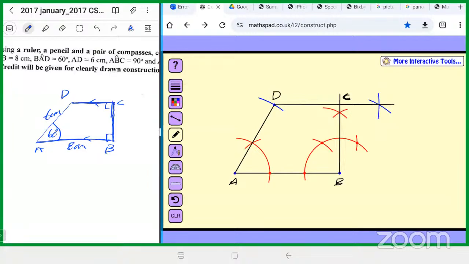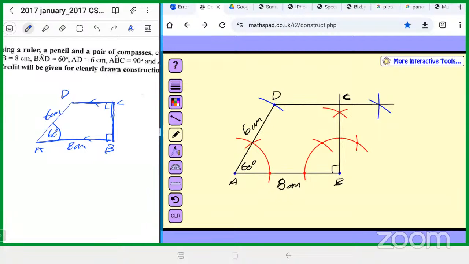And that's my construction. This length down here is 8 centimeters. Up here is 6 centimeters. This is 60 degrees inside here. And right here is 90 degrees. That's my construction. Watch over the video, get the geometry set, and try doing it. All right? Get the geometry set and try doing the same thing.